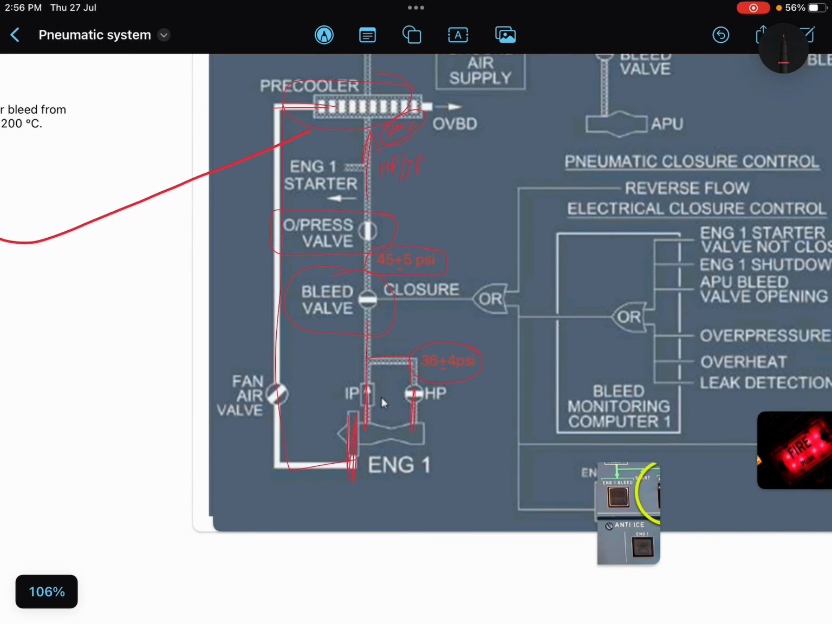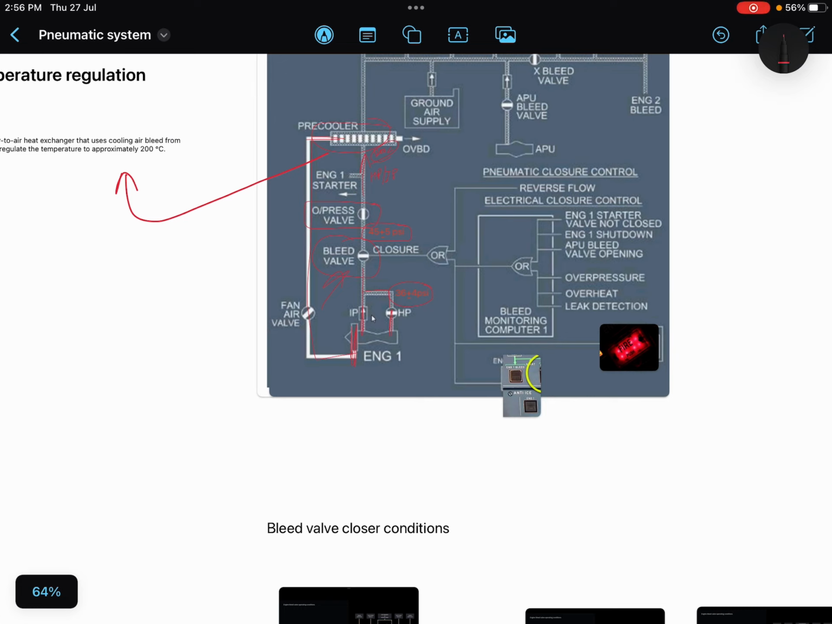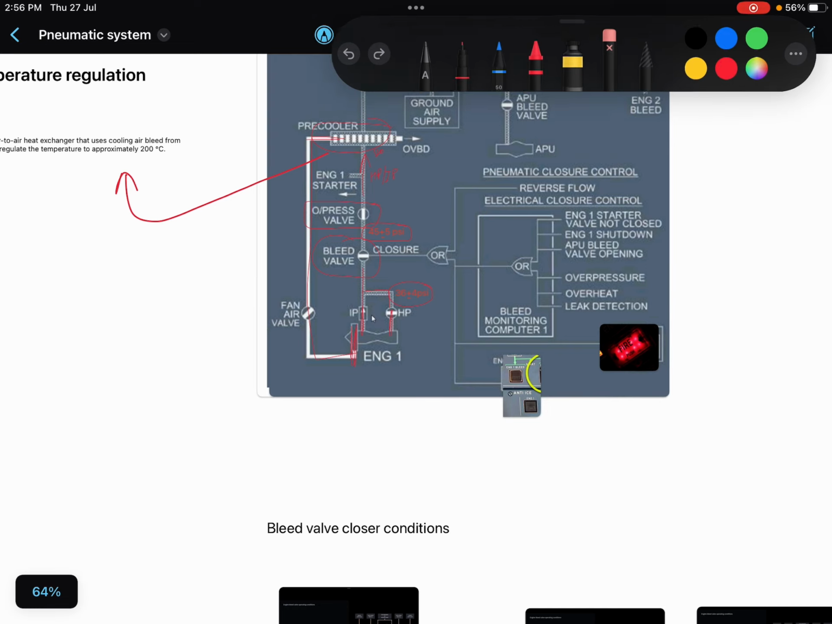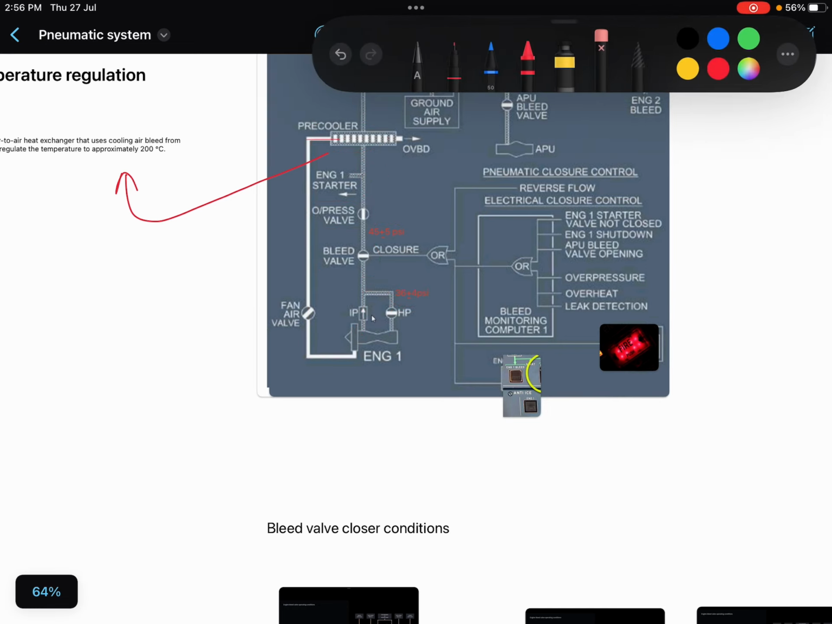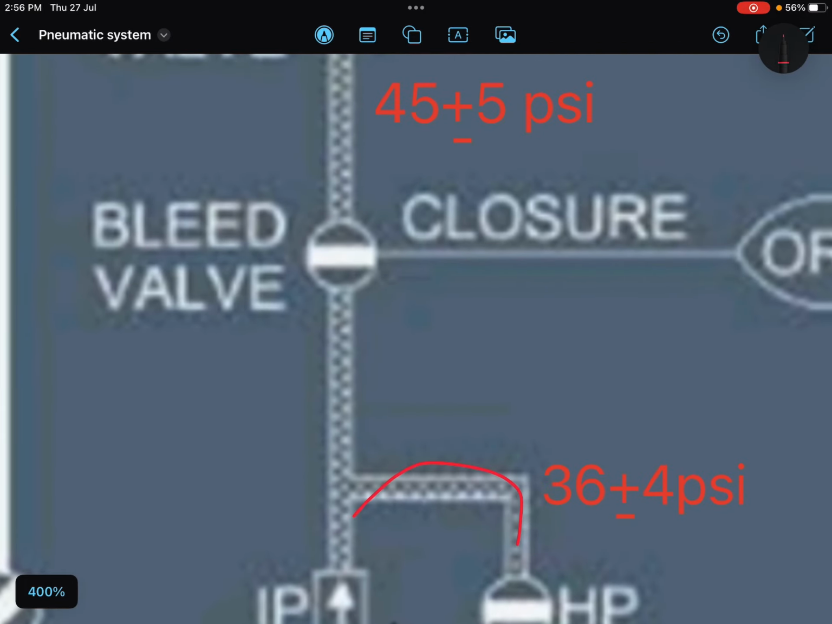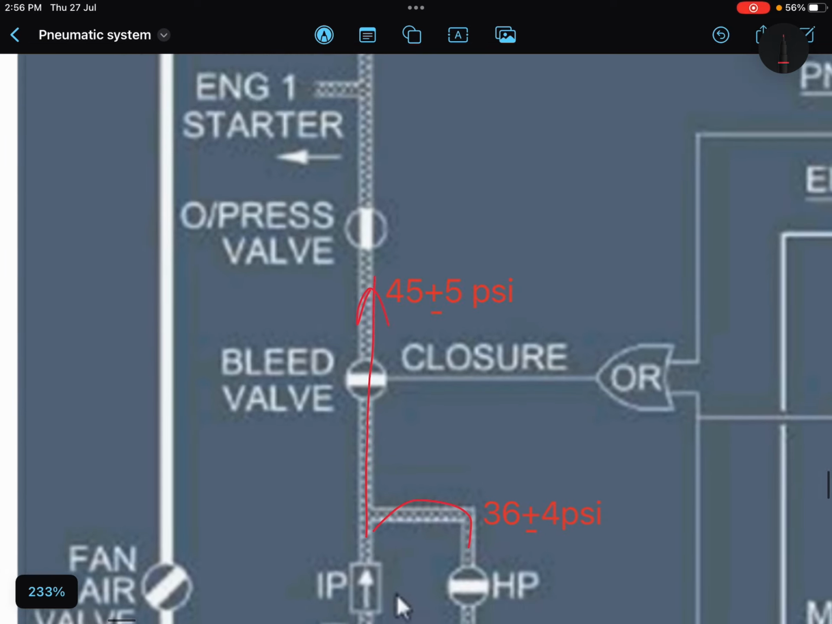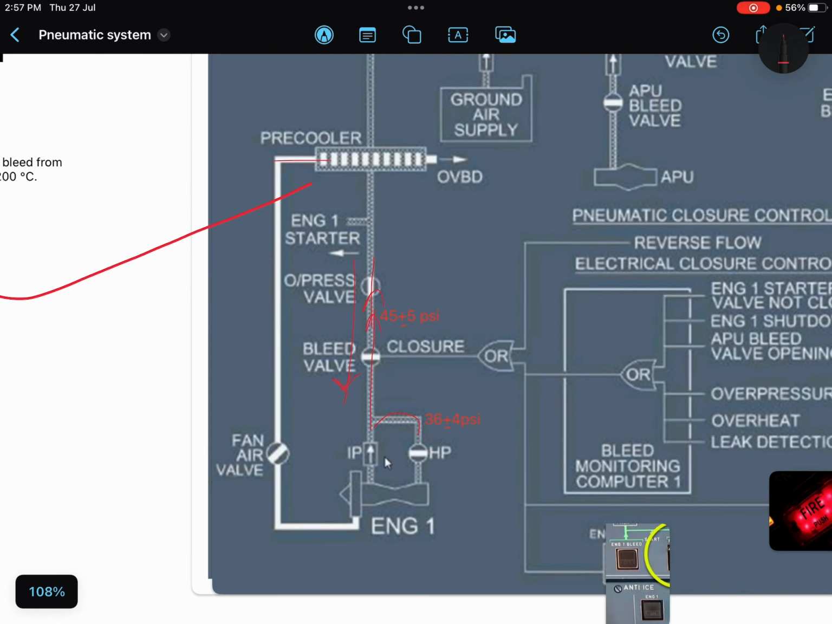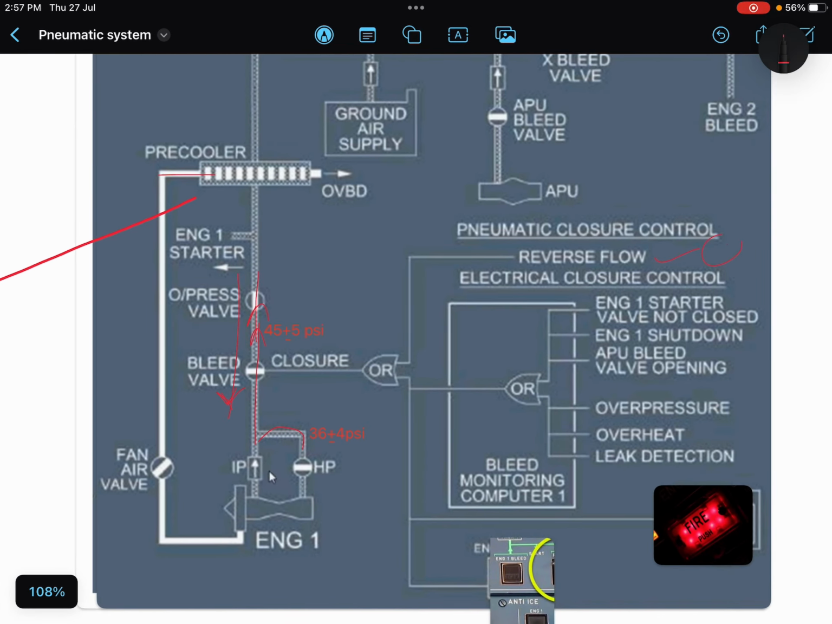Now, as I told you, bleed valve is very important. So there are two types of closure, two types by which this valve can be closed. Number one, electrically, and number two, pneumatically. The pneumatic closure of this valve is whenever this valve senses reverse airflow. Generally, airflow is from the HP-IP stage to the bleed valve and then overpressure valve. But in case it senses reverse airflow, then this bleed valve pneumatically closes. This was the one condition.